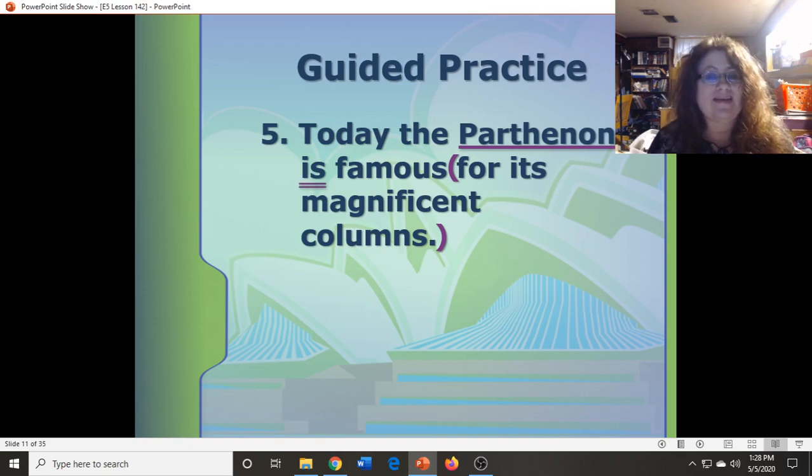And here's a little extra for you. Famous comes after the linking verb and describes the Parthenon. So famous is a predicate adjective. I can put it in front of Parthenon and it makes sense. Famous Parthenon. Hopefully all this sounds familiar because we did a lot of this earlier in the year.